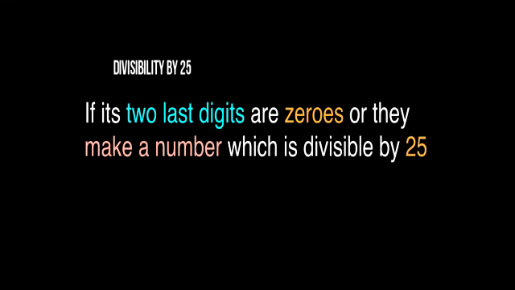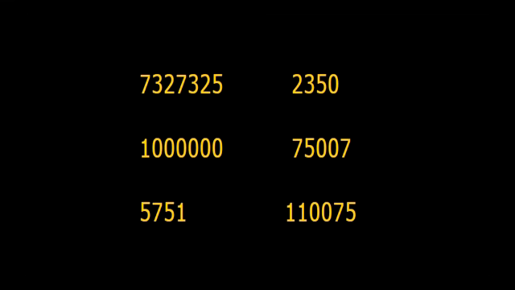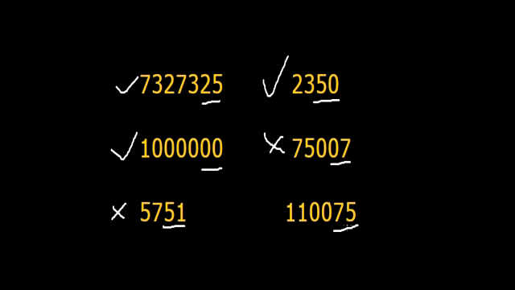Here we have divisibility by 25 if its last 2 digits are zeros or they make a number which is divisible by 25. Let's just mark this off really quick. These first 2 are divisible by looking at the last 2 digits. This one ends in 51, so no. This one is 50, so it is divisible. This one isn't. And the last number is divisible by 25.